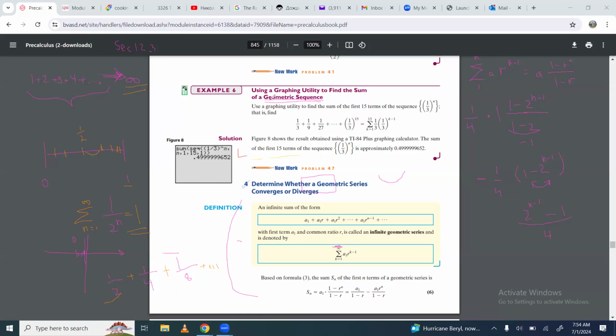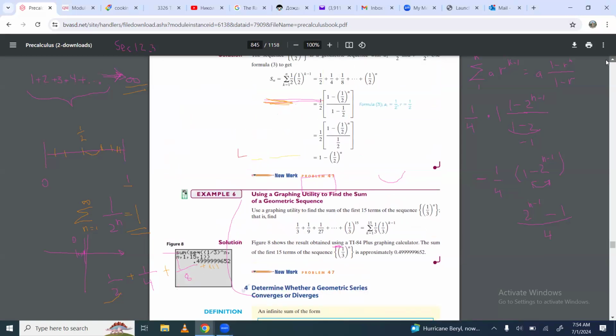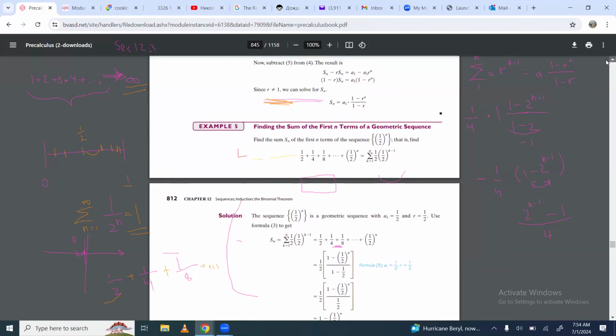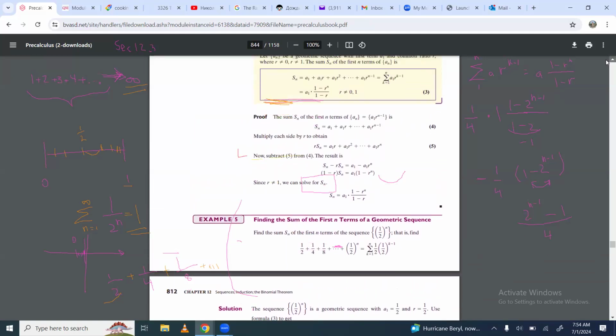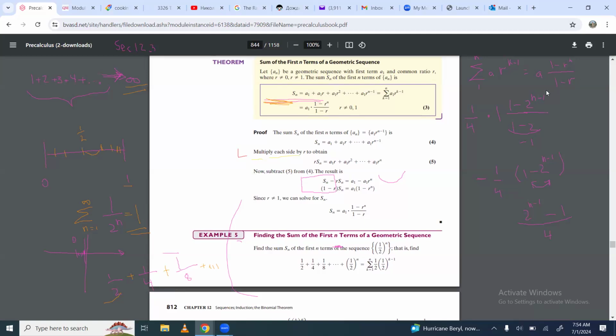And that gives us an idea that in some geometric sequences, the sums will be finite. In fact, the formula that we just used in the previous exercise, which is here, is going to help us to find those sums without doing this construction of picture.